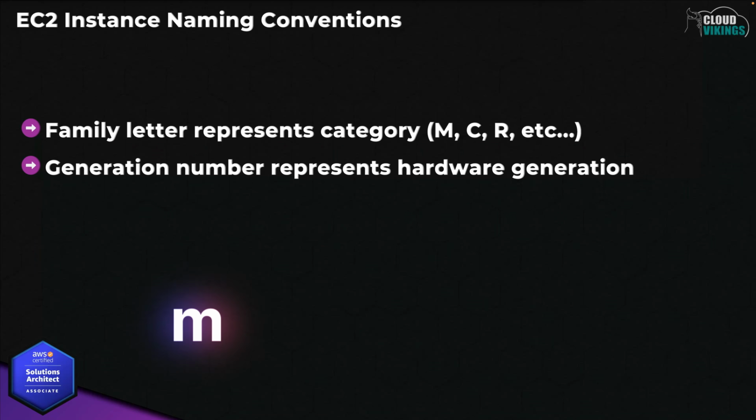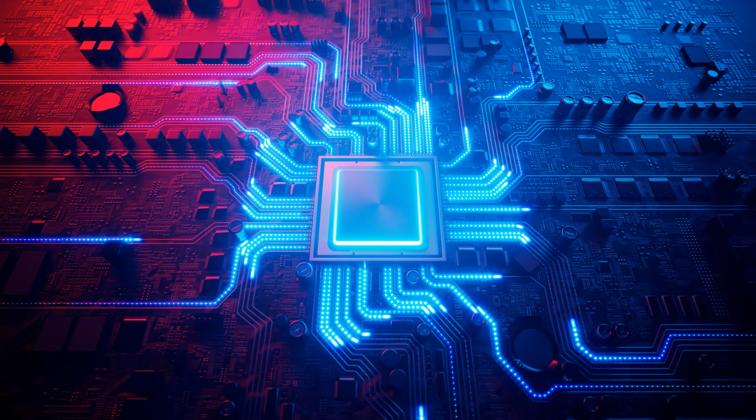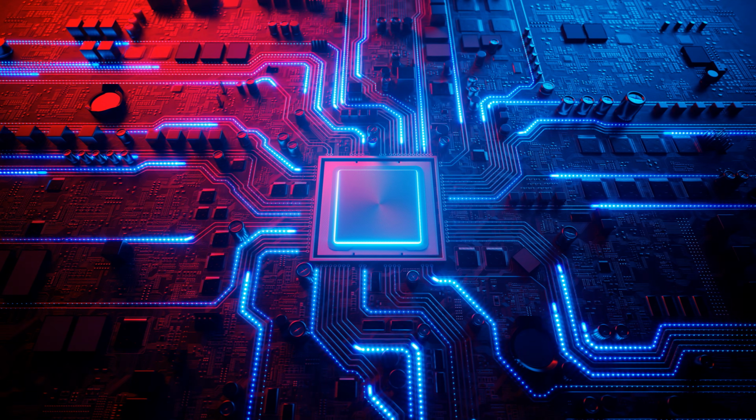Now, following the family letter, each instance type has a number that denotes the generation of that specific family hardware. Newer generation numbers mean a more recent version of that instance family, typically with improved processors, memory, and other enhancements. For example, M8 is a newer generation than M7, and AWS iterates on instance families over time. When new CPU architectures or faster memory technologies become available, they release a new generation, and the generation number increments in the instance type name.